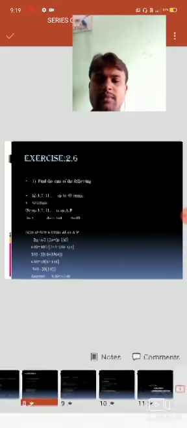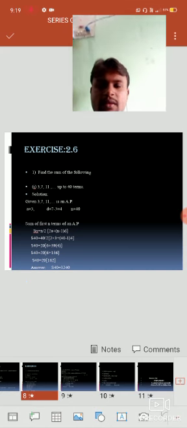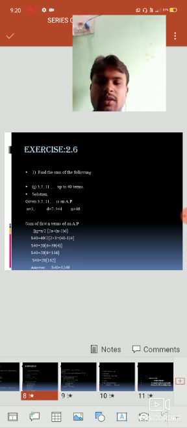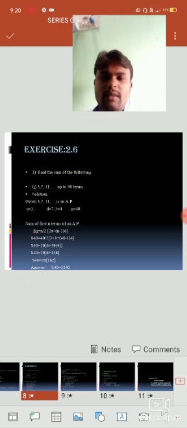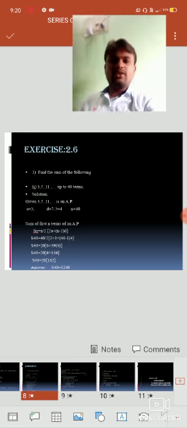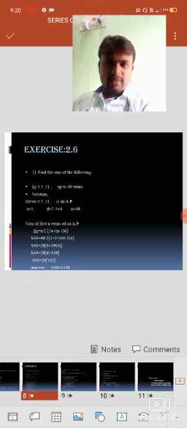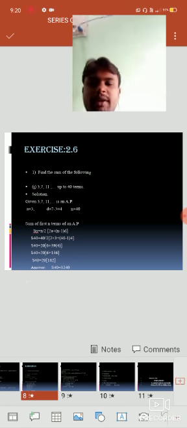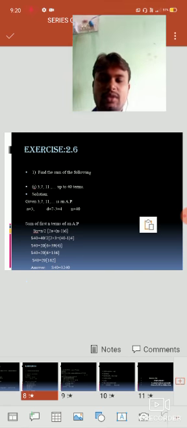So the first term a is equal to 3 and d, the common difference, is 7 minus 3, so the answer is 4. And n is equal to 40 terms. Using the formula, the sum of n terms of an arithmetic progression, Sn is equal to n by 2 times (2a plus (n minus 1) into d). So substitute n value 40, and 40 by 2, a value 3, so 2 into 3, and 40 minus 1, and common difference value 4. You have to substitute, and the final answer is 3240.